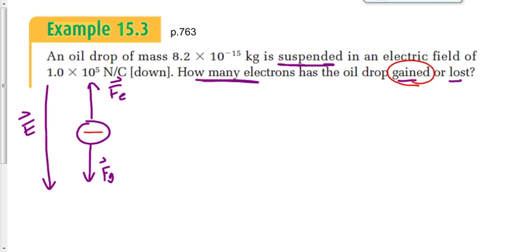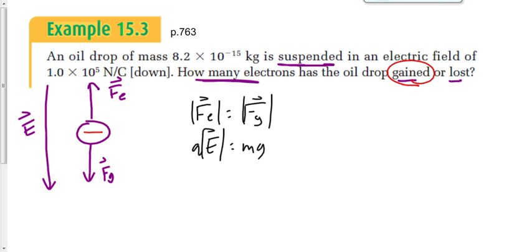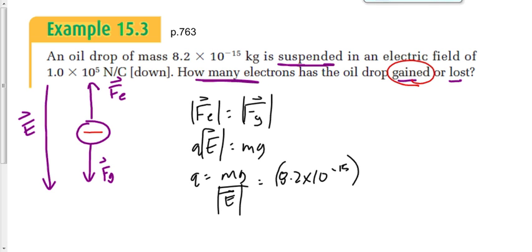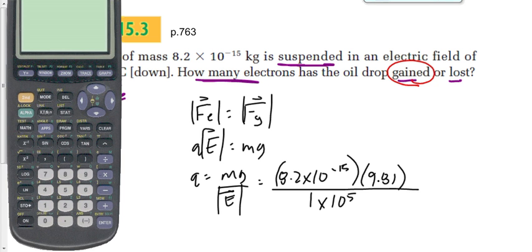So let's say Fe is equal to Fg since it's suspended, or QE is equal to mg. Solve for Q, becomes mg over E. We get 8.2 times 10 to the minus 15 times 9.81, divided by the electric field of 1.0 times 10 to the 5. Let's see what we get here.